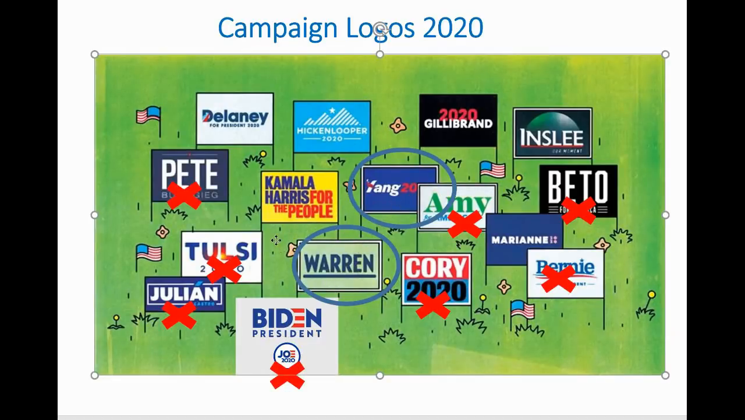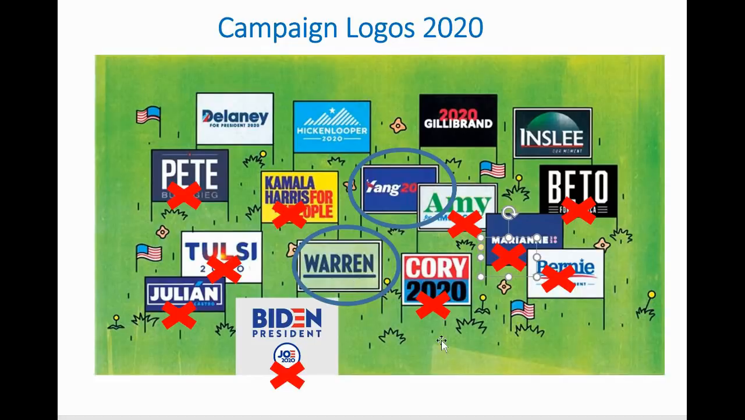So the only meaningful ones remaining would be Yang and Warren. Kamala Harris has both first name and last name, and that's a no. Of course, she dropped out as well, although she claimed to be a top-tier candidate, so that's actually pretty good. And Marianne Williamson, of course, that's a first name, so a no. Nice and easy: we have only Yang and Warren.